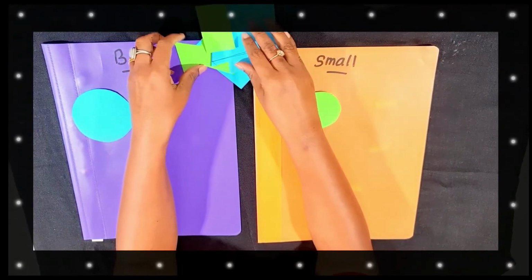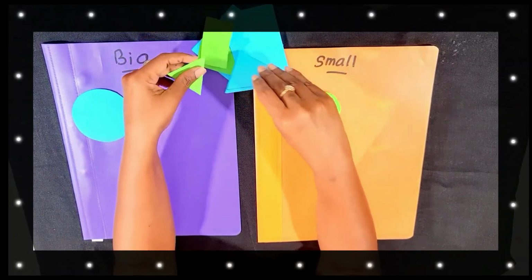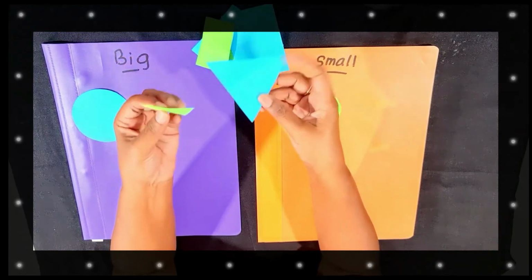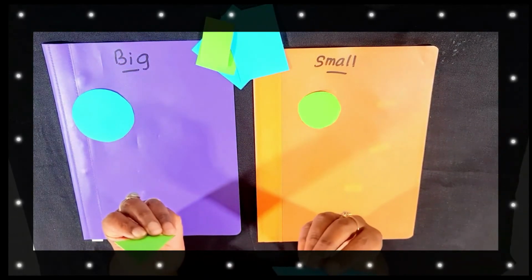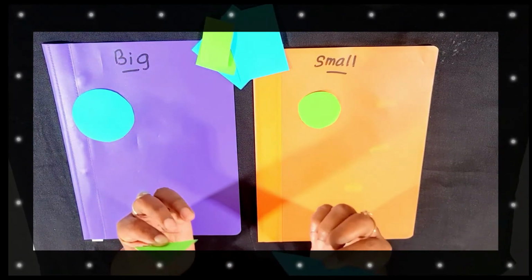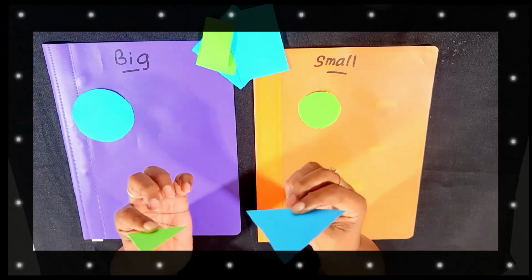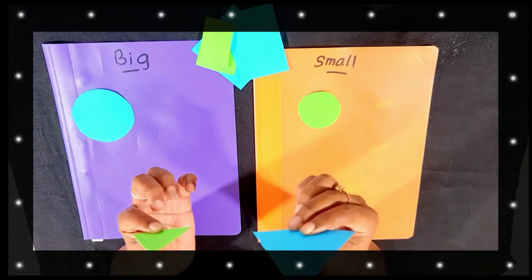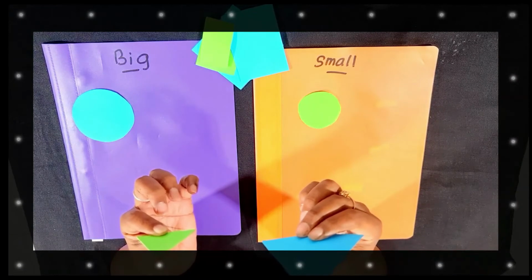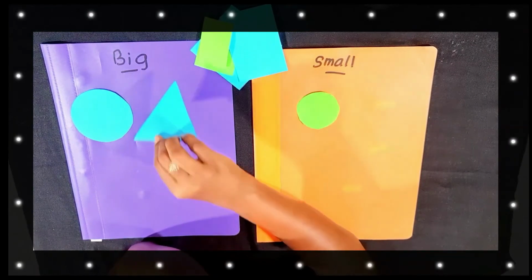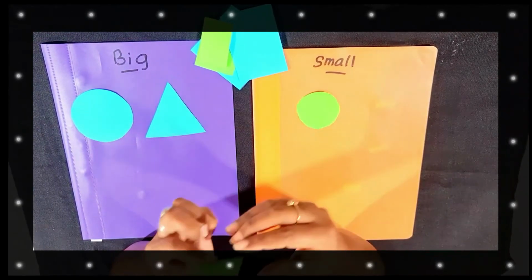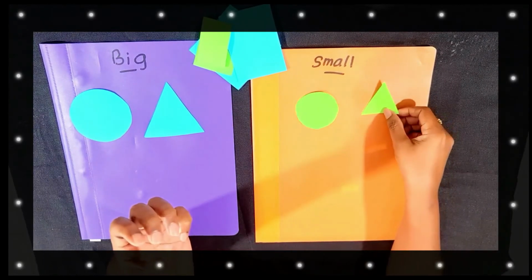Now I am going to pick triangles. This is blue color triangle and this is green color triangle. Which one is the big one? The blue color triangle. So I'll keep big one here. The small one here.